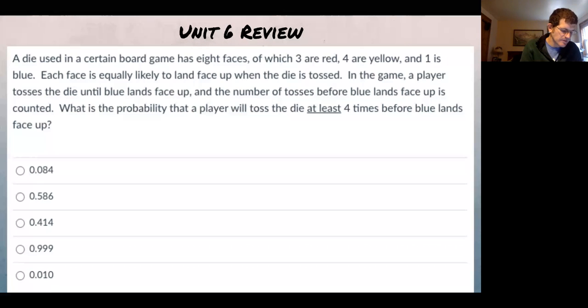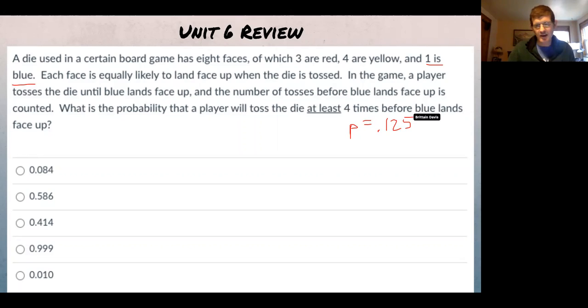in this case, we're really looking for, how do I say this? We don't want the first success, and we're going to call success in this case getting a blue. So the probability of success here is 0.125. That's 1 in 8. So there's 1 blue face on an 8-sided die. And you have to keep in mind, success doesn't always mean success, because this actually means that we failed at the game and the game is over. But a success is getting that blue.